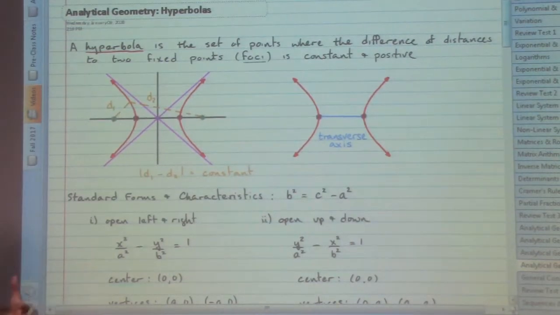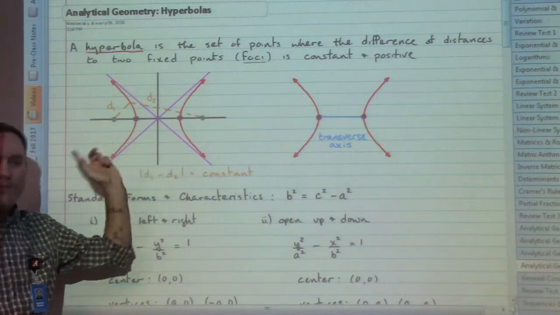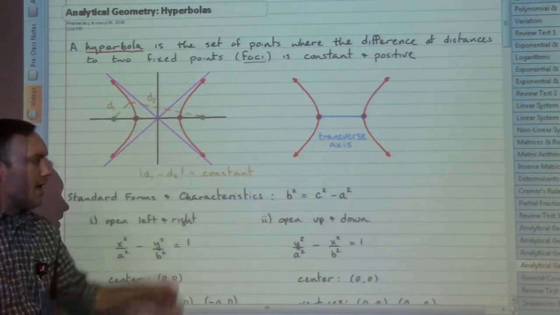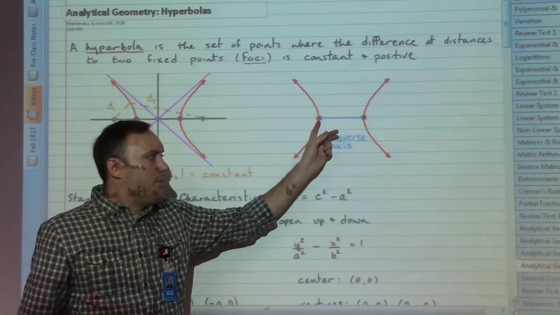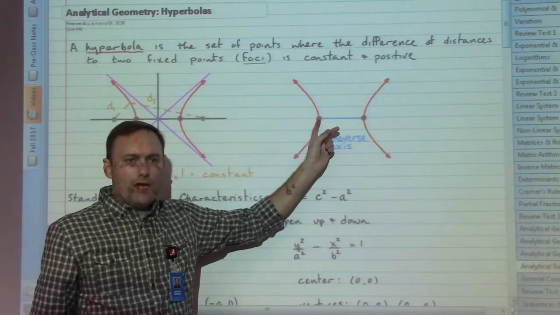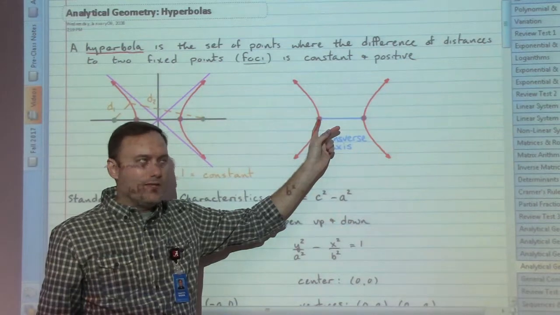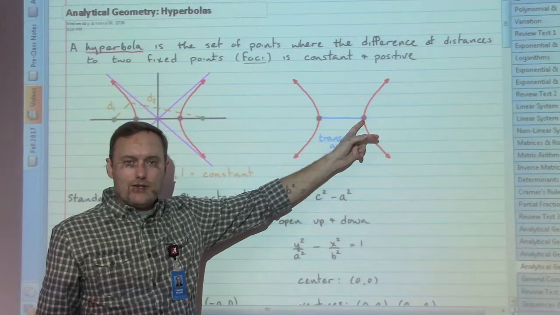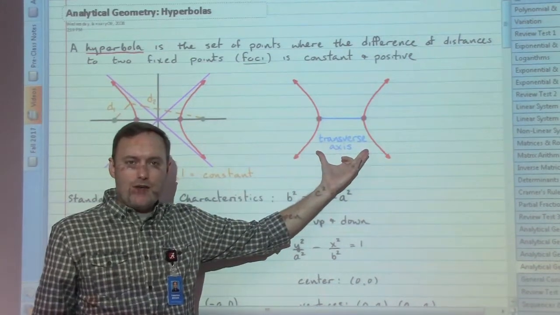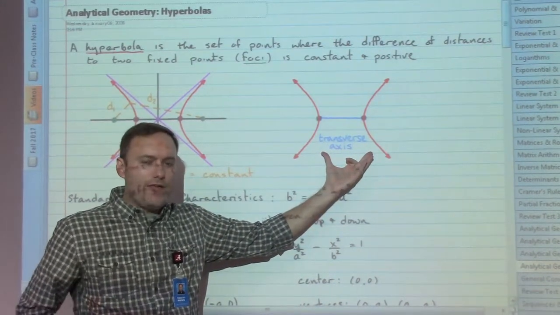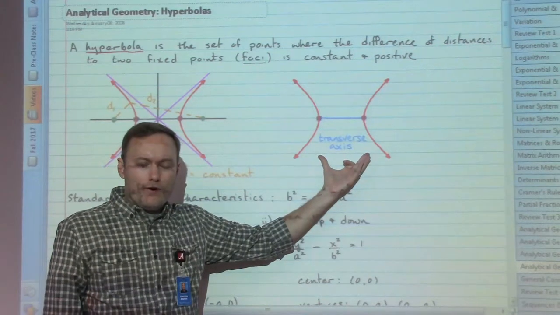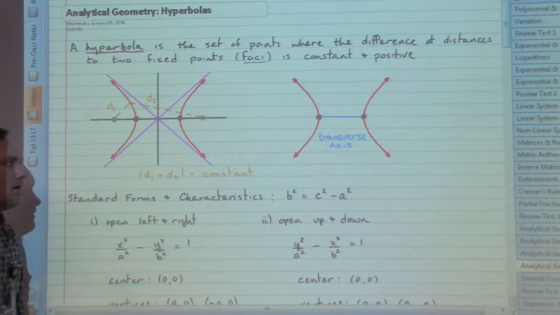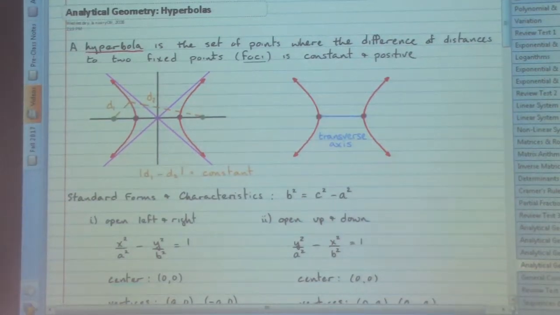In terms of orientation, our hyperbolas can open to the left and right. Our hyperbolas can open up and down. But because we've only got one set of points to work with, from the vertex to the vertex, which is outside of our shape rather than inside of our shape, we don't want to refer to that as the major axis. We'll refer to it as a transverse axis. So a slight tweak to the terminology, just to make sure that things don't get confused.